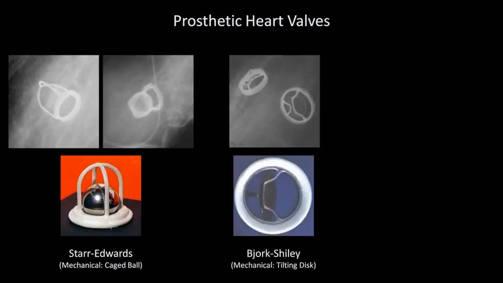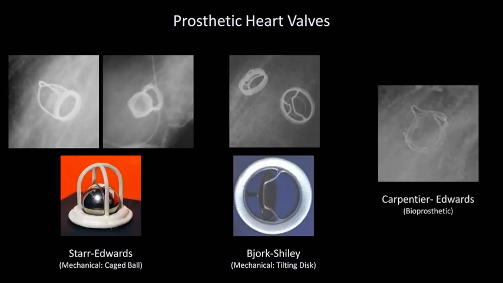A more recent design is the Bjork-Scheile, which is known as a tilting disc mechanical valve. And there are also bioprosthetic valves, which are made of animal tissue primarily. Some bioprosthetic valves are visible only from a metal ring, while others, such as the Carpentier-Edwards valve, have a slightly more visible metal skeleton to which the radiolucent valve leaflets are attached. In this example, blood flow through that valve is in this direction.